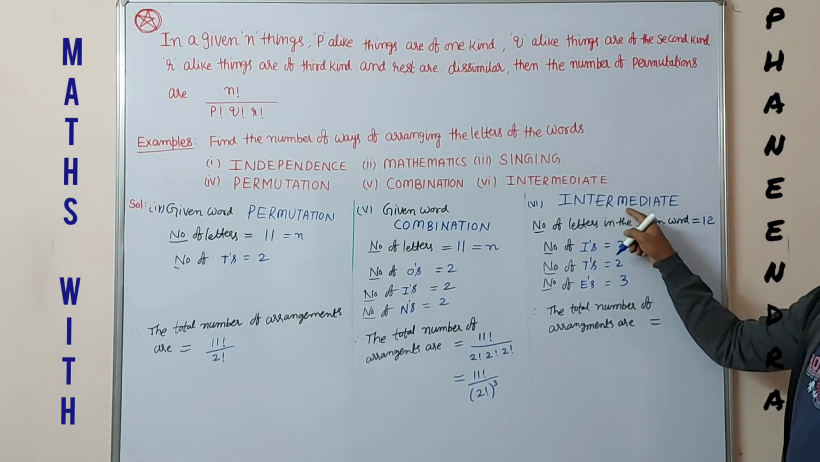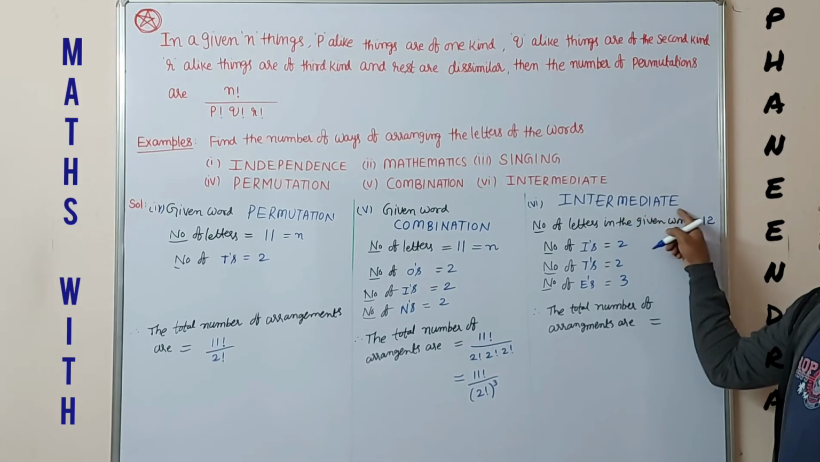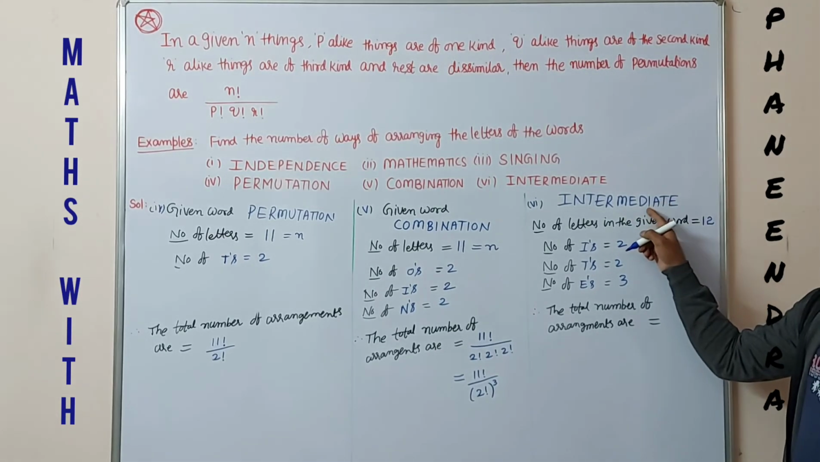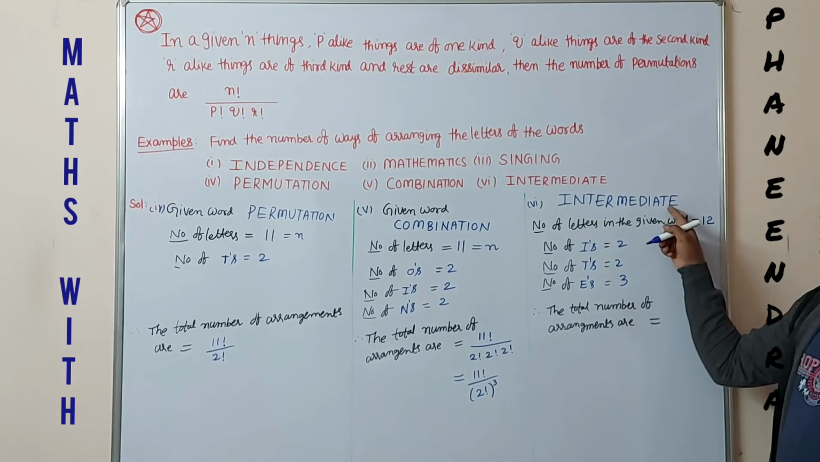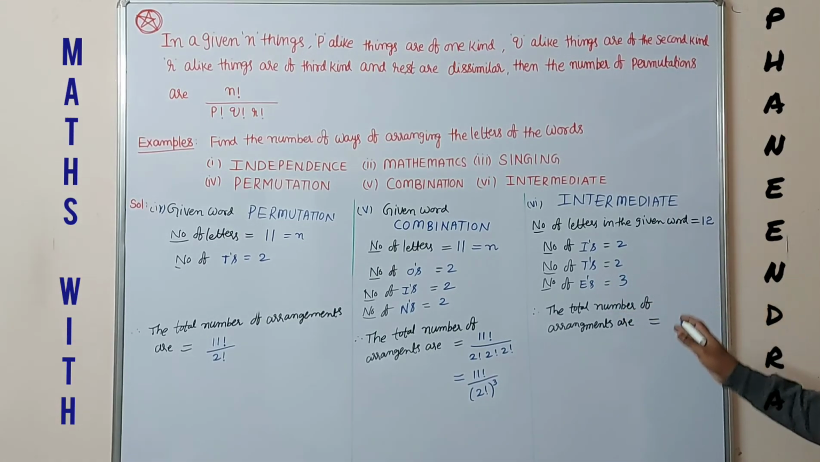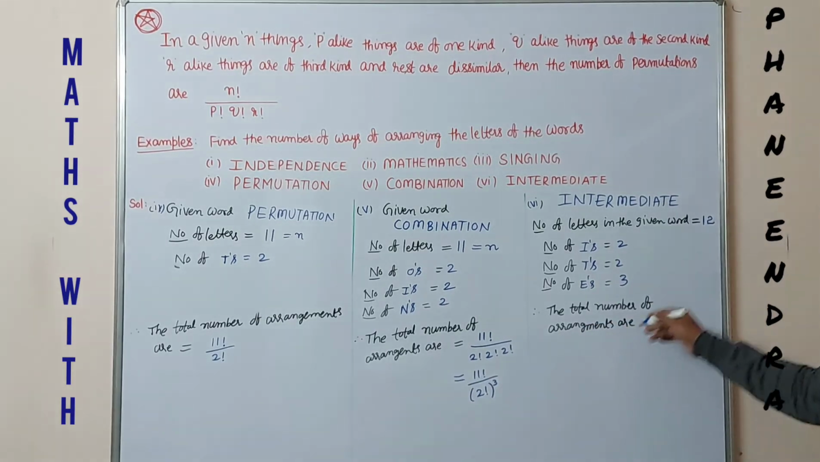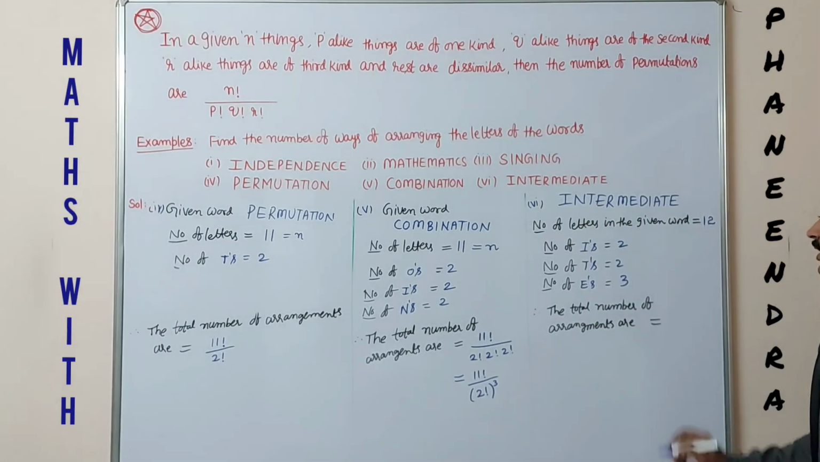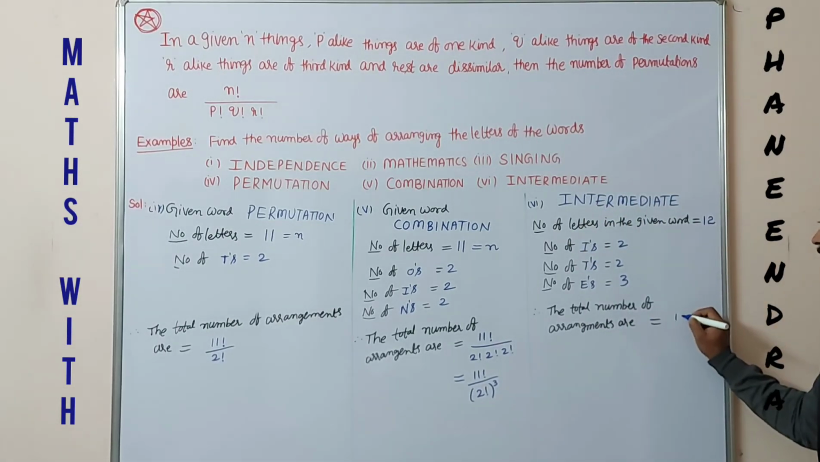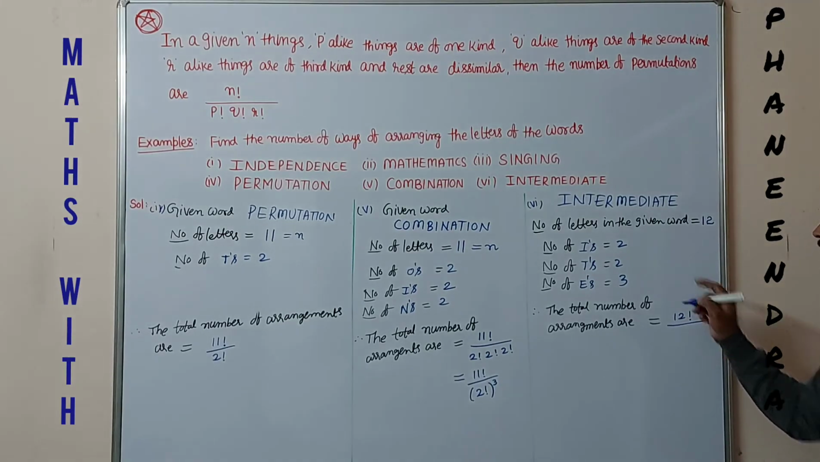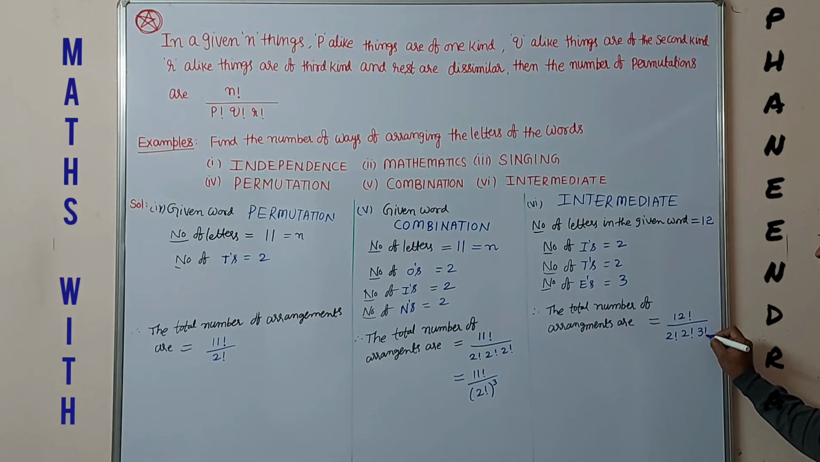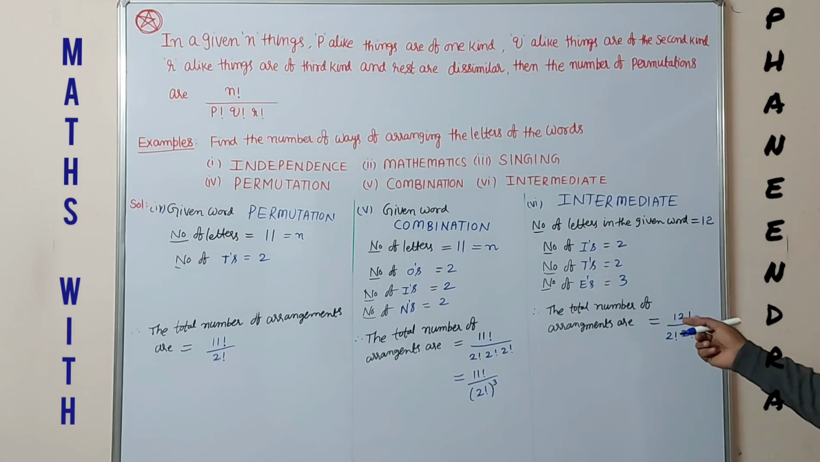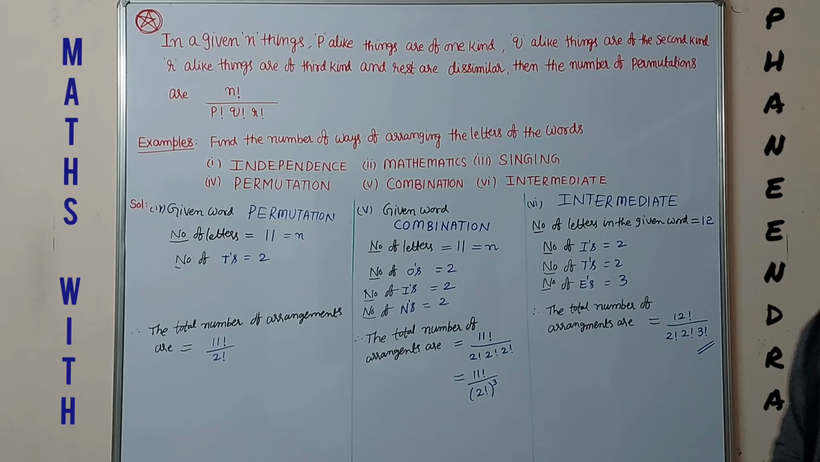Next R, R is also not there. M, that also not there. E already covered. D is also only 1. I already wrote down 2. A is also not there. T already we wrote. So these are the possibilities. So the total number of arrangements from the given word intermediate are 12 factorial by 2 factorial into 2 factorial into 3 factorial. We can write like this also, 12 factorial by 2 factorial whole square into 3 factorial.